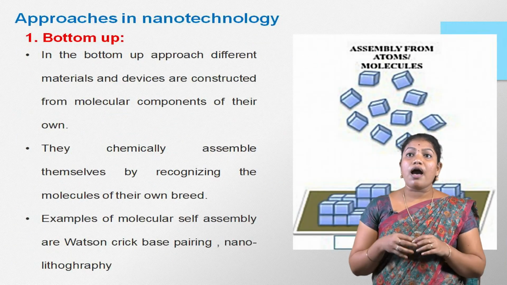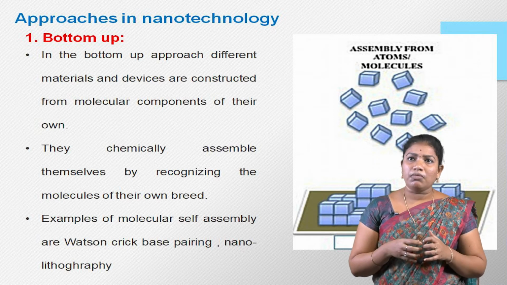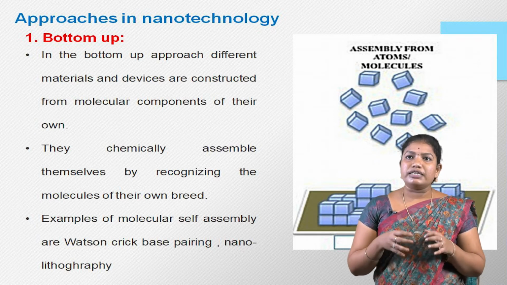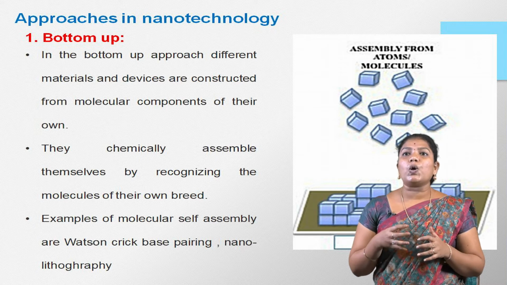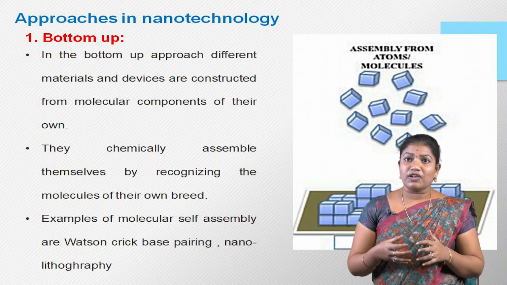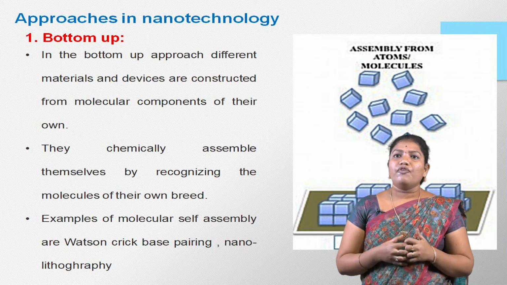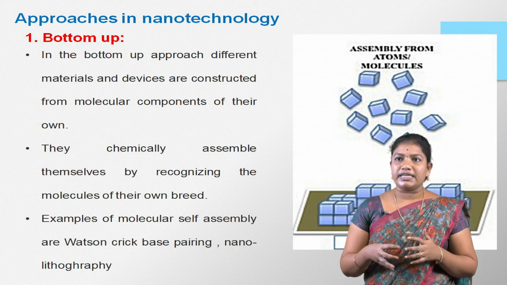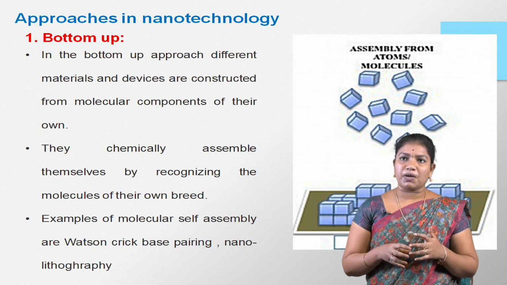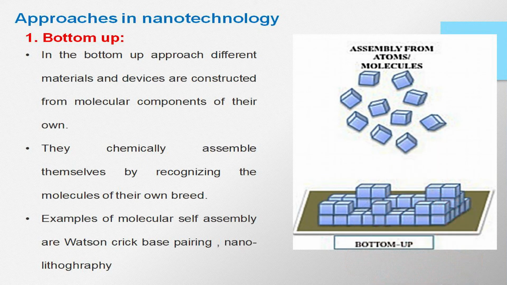The next one is approaches in nanotechnology. The first is bottom up. In bottom up approaches, different materials and devices are constructed from molecular components of their own, and they chemically assemble themselves by recognizing the molecules of their own kind. For example, molecular self-assembly or wax and creep based pairing under nanolithography. And the image shows assembly from atoms or molecules in the bottom up approach of nanotechnology.